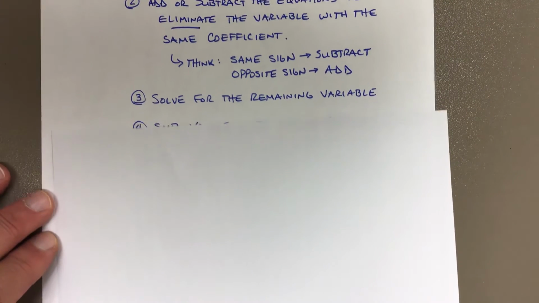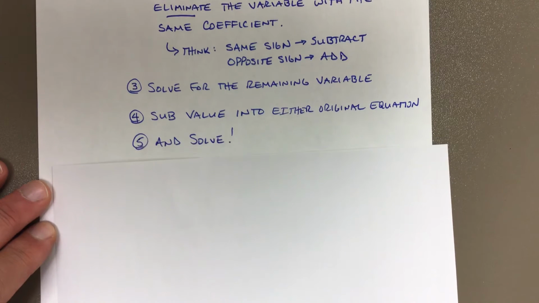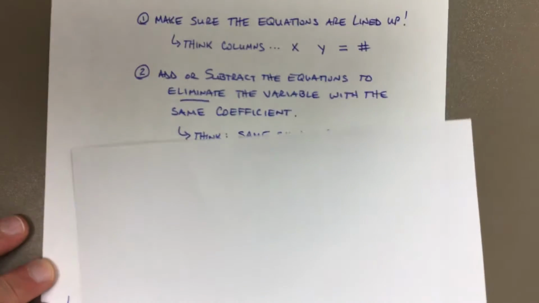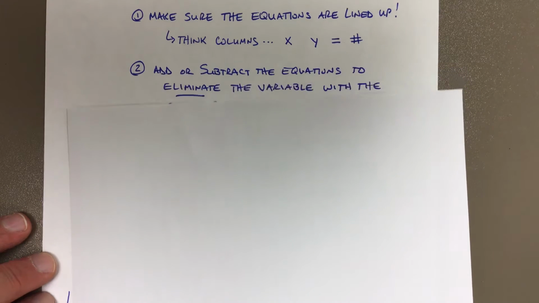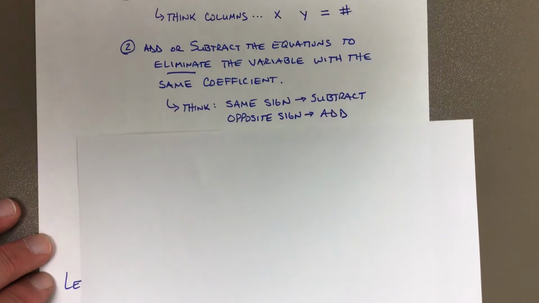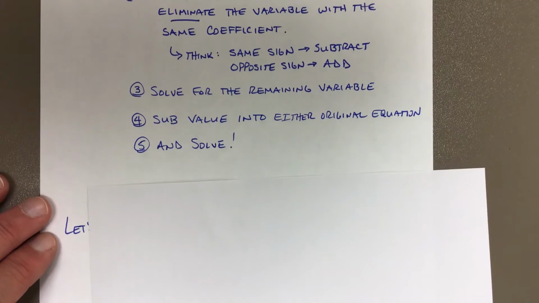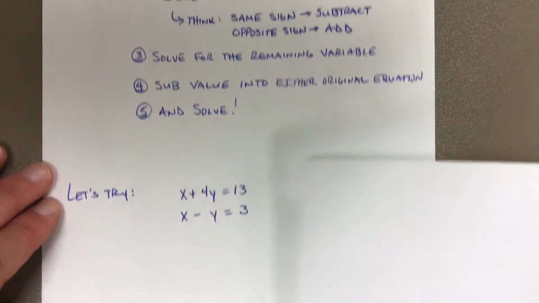All right. Then we're going to solve for the remaining variable. Then we sub, and then we solve. So let's go back over that. We're going to make sure that the equations are lined up. And if they are, then that's great. If not, we've got to move it. We're going to add or subtract to eliminate, and then we're going to solve, sub, solve. All right, without further ado, let's get into it.